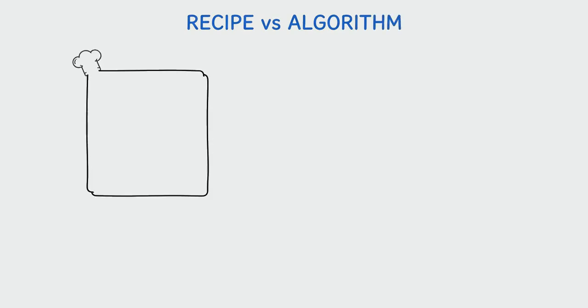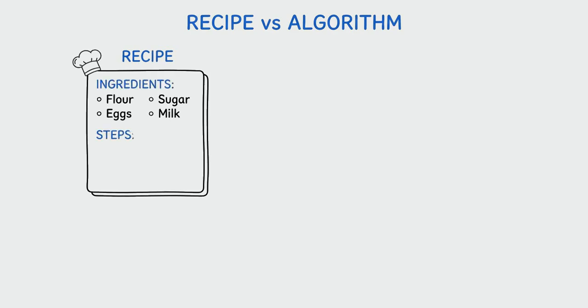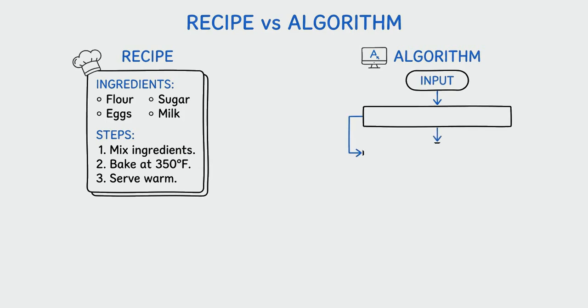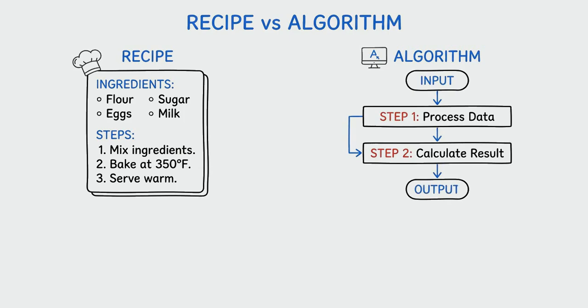Let's start simple. An algorithm is a precise, step-by-step method for solving a problem. Think of it like a recipe. A recipe tells you what ingredients to use, what steps to follow, and in what order. Similarly, an algorithm tells a computer exactly what to do step by step to get from input to output.